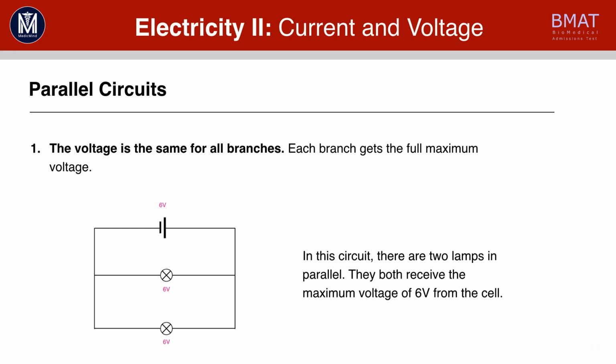We will now move on to parallel circuits. In parallel circuits, the components are connected on separate loops. This means that first of all, the voltage is the same for all branches. When we looked at series circuits, we saw that the voltage was shared between the components in proportion of their resistance. In parallel circuits, every branch gets the full maximum voltage. In this example, there are two bulbs, and each branch has just one bulb. Therefore, each bulb gets the full maximum voltage of 6 volts.